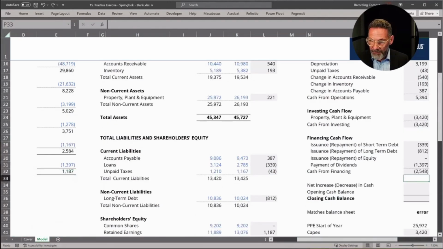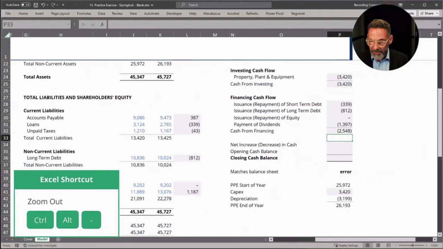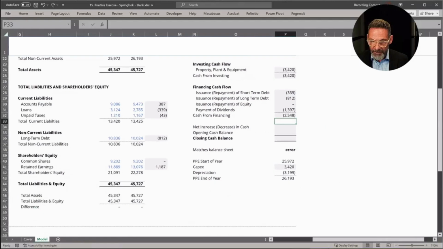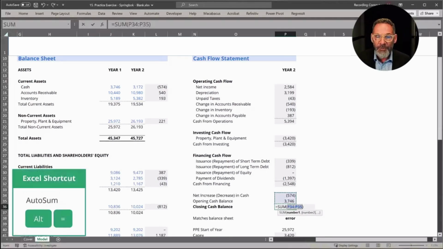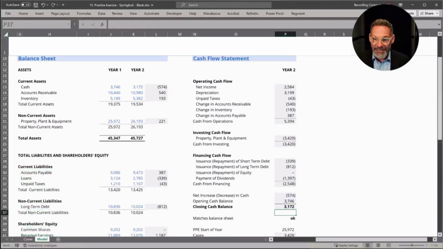Now let me just zoom out a bit more. I'm going to make sure we can see this in a bit more detail. Okay, now what we want to make sure is, of course, that when we sum this up, it matches the cash on the balance sheet. So we are going to, first of all, take our cash from operations together with our cash from investing, together with our cash from financing. Our opening cash balance is 3746. That's J15. And I add that up, and I'm hoping to get 3172. I did, and I have a check message there that's confirming that I've done my cash flow correctly because it matches the cash on the balance sheet.